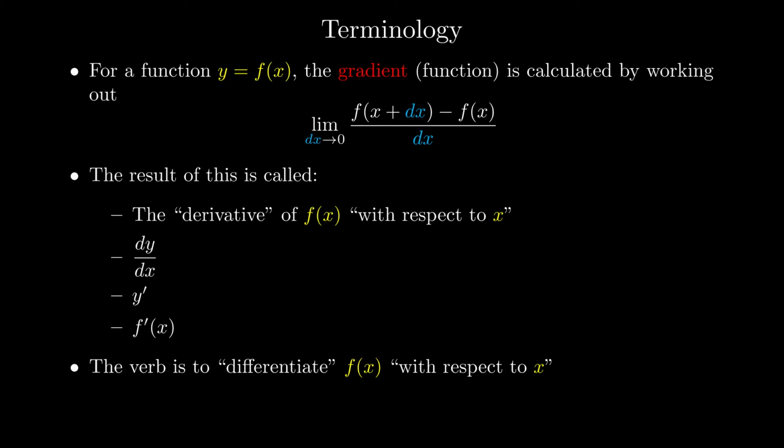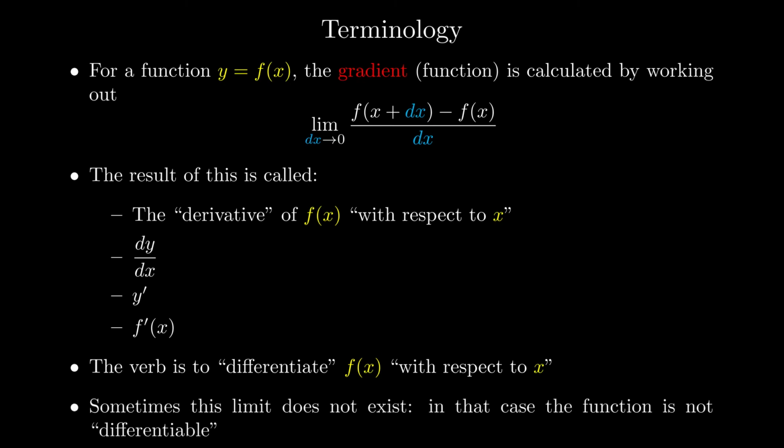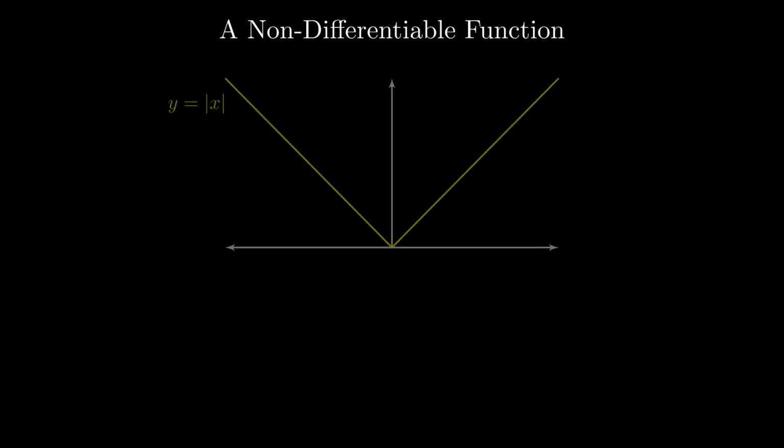Now, sometimes this process of working out this gradient and then sliding dx to 0 doesn't really give you a sensible answer. We say this limit does not always exist, in which case the function is not differentiable. Not everything can be differentiated. It doesn't always make sense to find the gradient of a curve, and the intuition is the curve has to be sufficiently smooth. If it's not sufficiently smooth, then it won't make sense. Let me show you a non-differentiable function. The most typical example would be the absolute value.